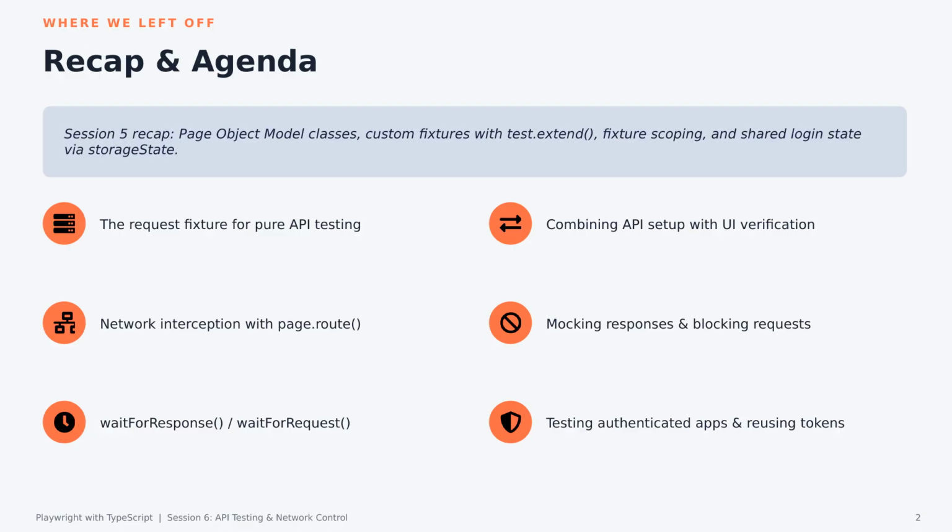Quick recap of session 5. Page object model classes, custom fixtures through test.extend, fixture scoping, and shared login state through storage state. Today's agenda, 5 things. The request fixture for pure API testing. Combining API setup with UI verification in the same test. Network interception using page.route. Waiting on network calls with waitForResponse and waitForRequest. And testing authenticated applications. Reusing tokens across both API and UI calls.